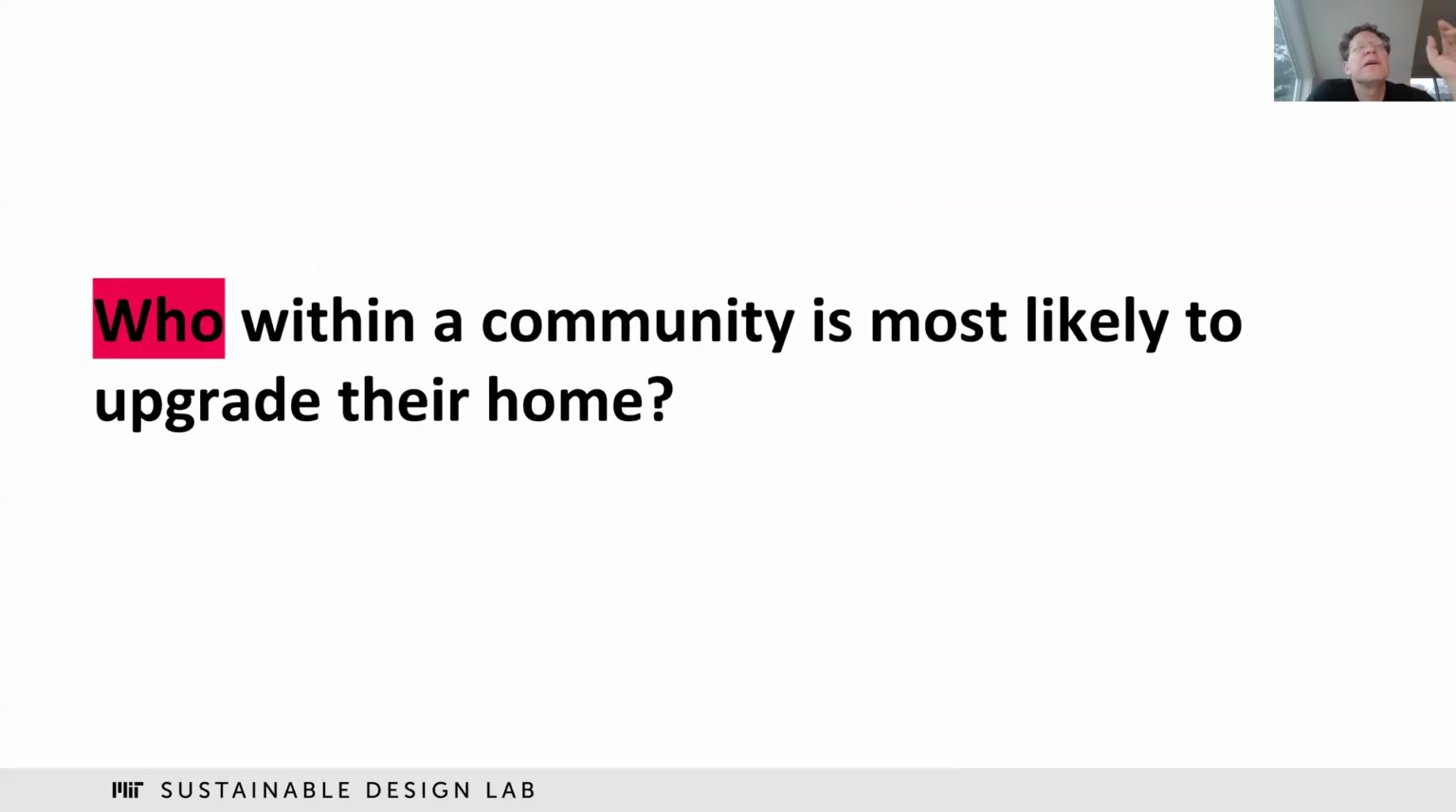So far, UBEM.io, in the first generation, we used it for technology pathways. So what do you do to your building stock to decarbonize it? Now we are basically moving more towards a techno-economic analysis. So who within a community is most likely to upgrade their home?